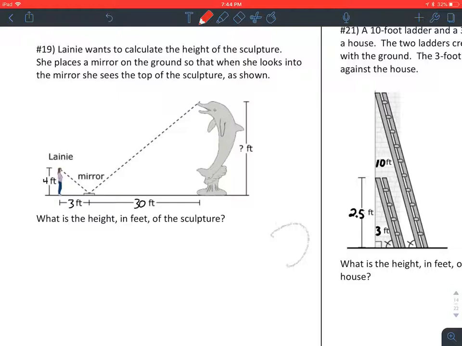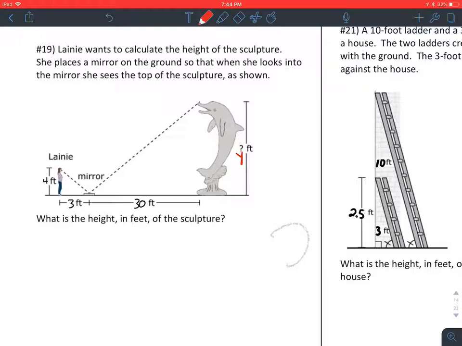Number 19. Lainey wants to calculate the height of the sculpture. So the sculpture is this lovely looking dolphin, which is not a fish. She places a mirror on the ground. Picture shows where the mirror is. So that when she looks into the mirror, she sees the top of the sculpture as shown. What is the height in feet of the sculpture? Let's assign this sculpture a variable. Typically, if it's a vertical distance I'm trying to find, I'm going to use y. And horizontal, I usually use x.